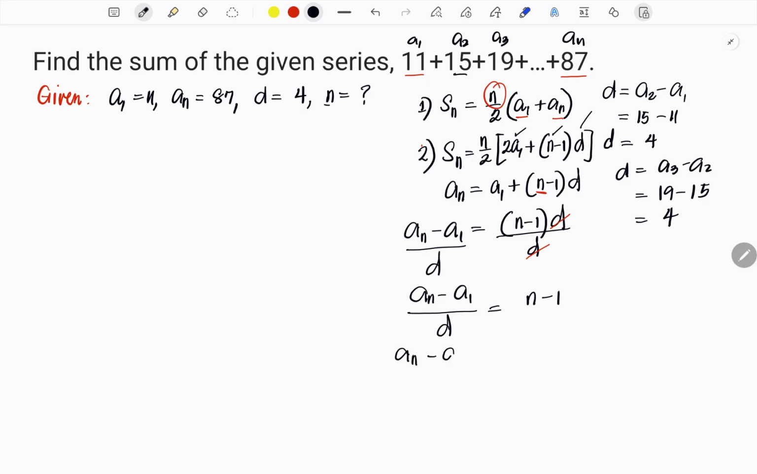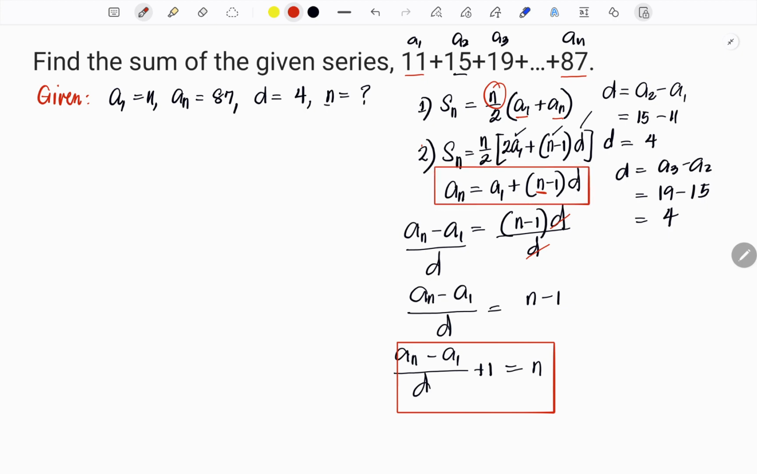So we have a sub n minus a sub 1 all over d, and transposing negative 1 to the left, that becomes positive 1 equals n. Therefore, we have a sub n minus a sub 1 all over d plus 1 equals n. So we can use this formula to find the value of n instead of substituting the values directly to the arithmetic sequence formula here.